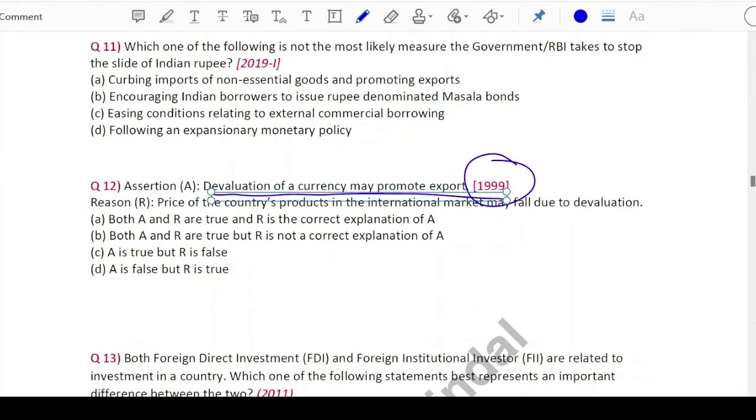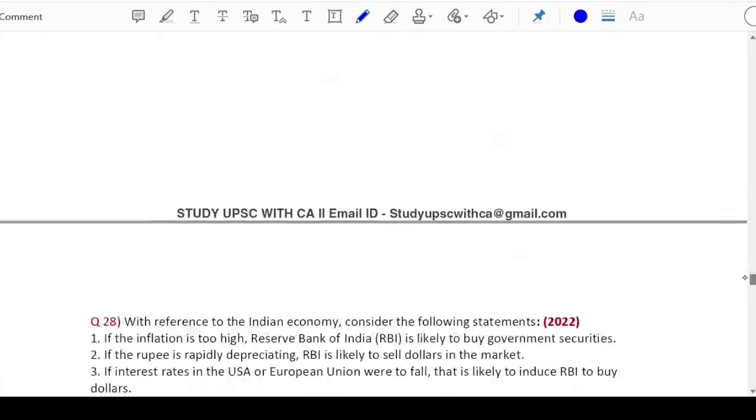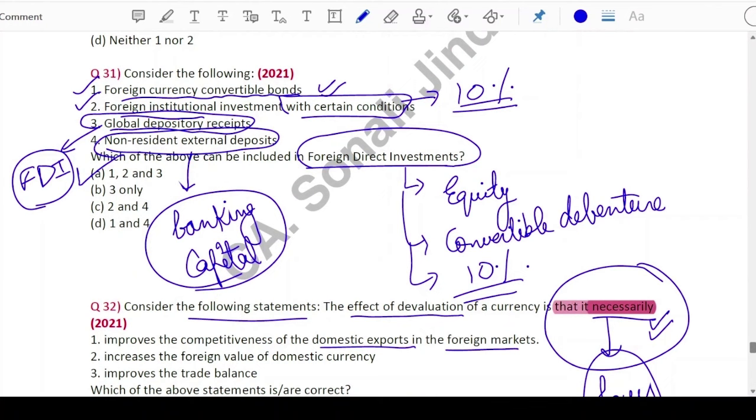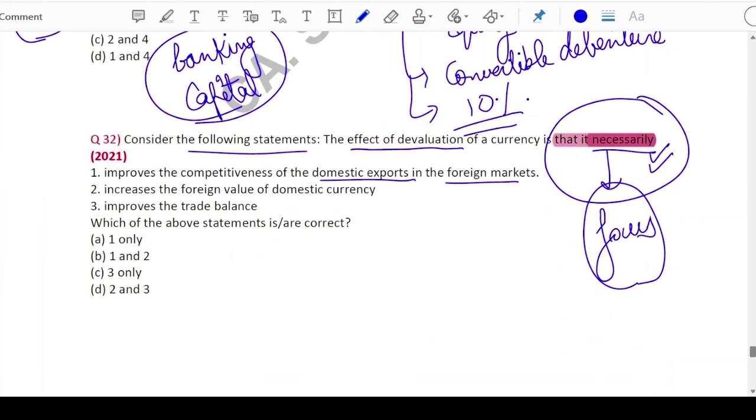Similar question asked in 1999. Devaluation of the currency may promote export. This is true. So it says it improves the competitiveness of the domestic exports in the foreign market. Yes, as Indian product ki jo price hai US market mein wo kam ho jayegi. But agar is statement mein aisa likha hota, it will increase the exports in the foreign market, will that be necessarily true? No. But it will increase the competitiveness. So first statement is correct. We are left with A and B.